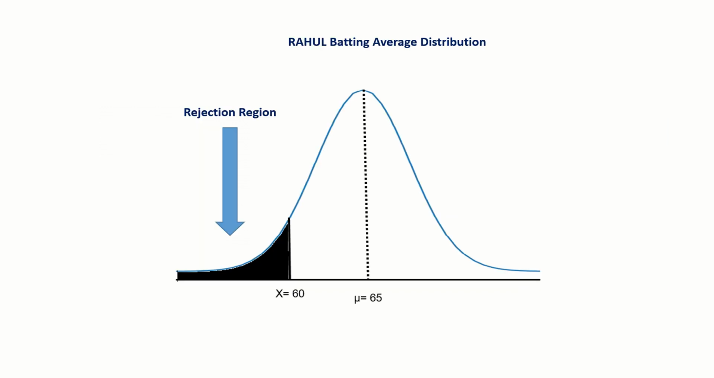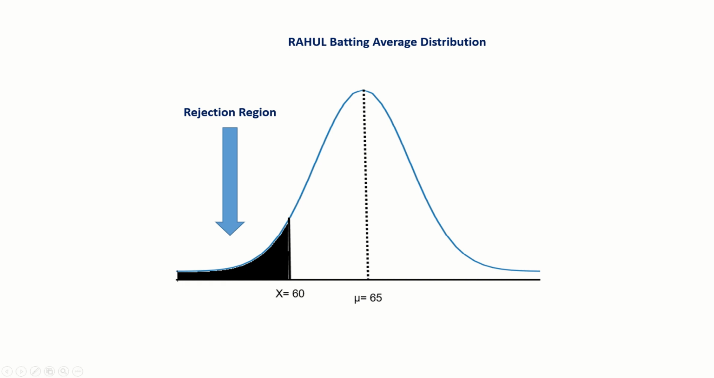Then the next concept: what makes you believe that Rahul's claim is true? So obviously you have to decide on a cutoff score above which you are going to accept that his claim is true, or if his score falls below the particular cutoff score, that means the claim that he is making is not true.